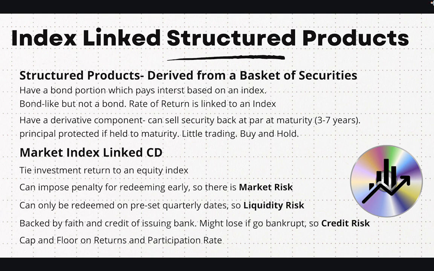Index-linked structured products. Structured products are derived from a basket of securities. They have a bond portion which pays interest based on an index. They are bond-like, but they're not a bond. The rate of return is linked to an index. They have a derivative component. You can sell the security back at par at maturity, 3 to 7 years, and the principal is protective if it's held to maturity. There's little trading. You buy it and you hold it.